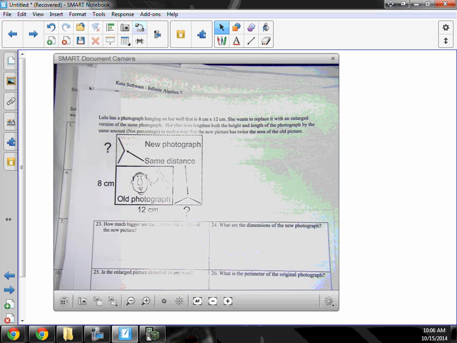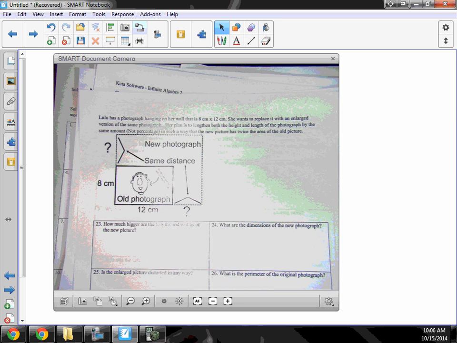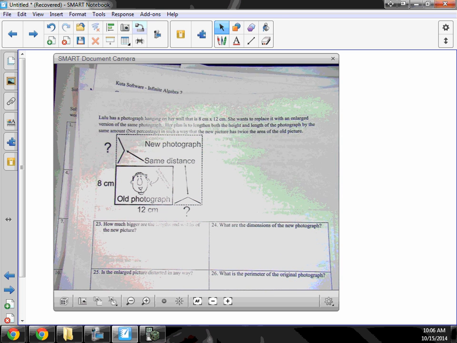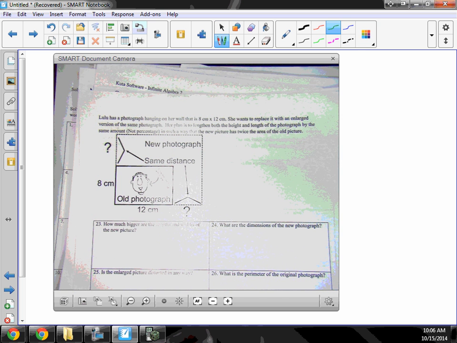Lulu has a photograph hanging on her wall that is 8 by 12 centimeters. She wants to replace it with an enlarged version of the same photograph. Her plan is to lengthen both the height and the length of the photograph by the same amount. So the same distance, not a percentage. Not like 10%, but like 6 centimeters. She wants to do it in such a way that the new picture has twice the area of the old picture. Okay? So we don't know how big those question marks are, but we do know a couple things.